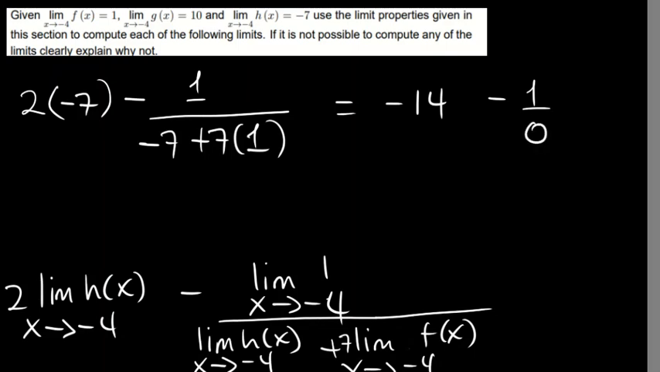So at the end, we are just going to have minus 14, minus 1 over 0. We know that we don't know what the value of 1 over 0 is because it is undefined. Although we were able to get a value for the other term, because we're not able to get a value for this term, we are going to say that the limit of the function cannot be computed. So the limit of the given function cannot be computed because of this term here.